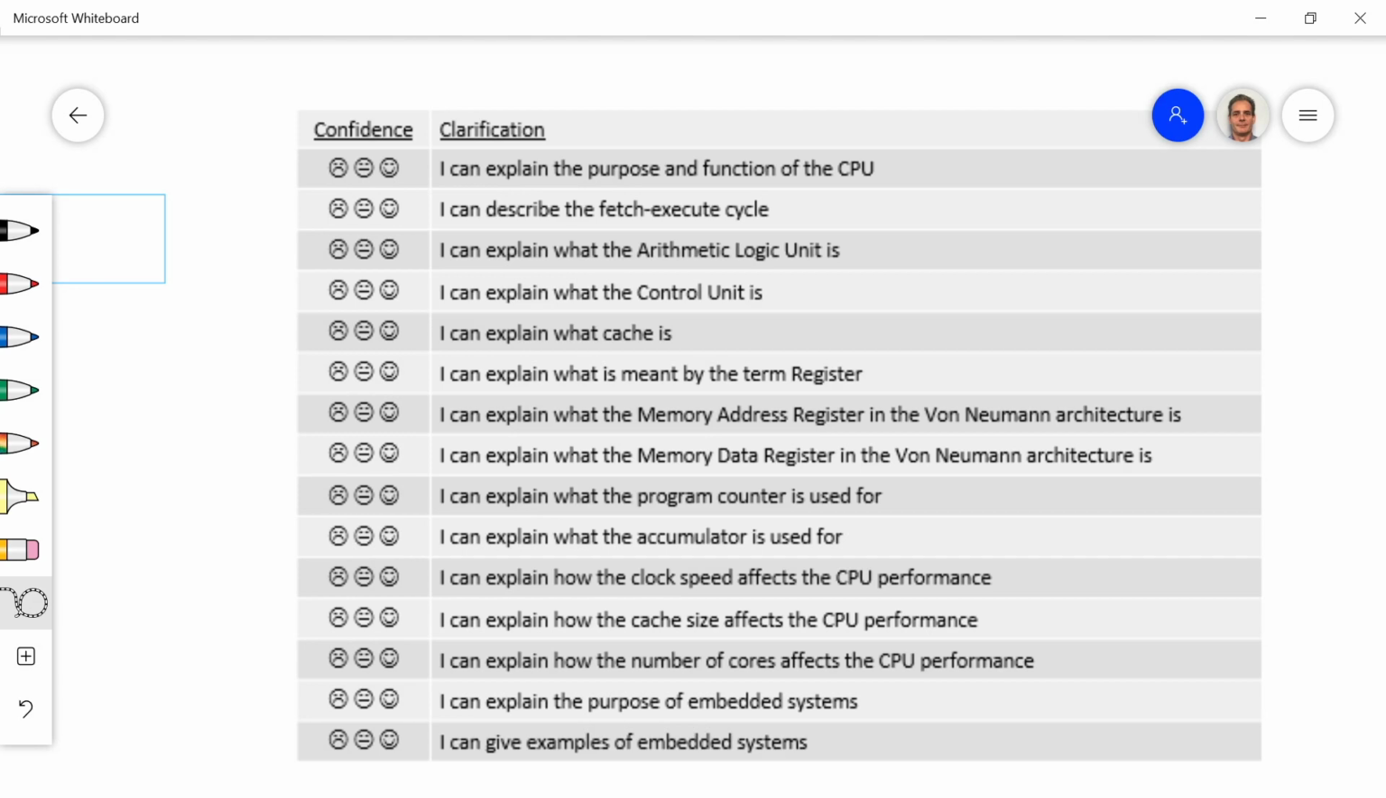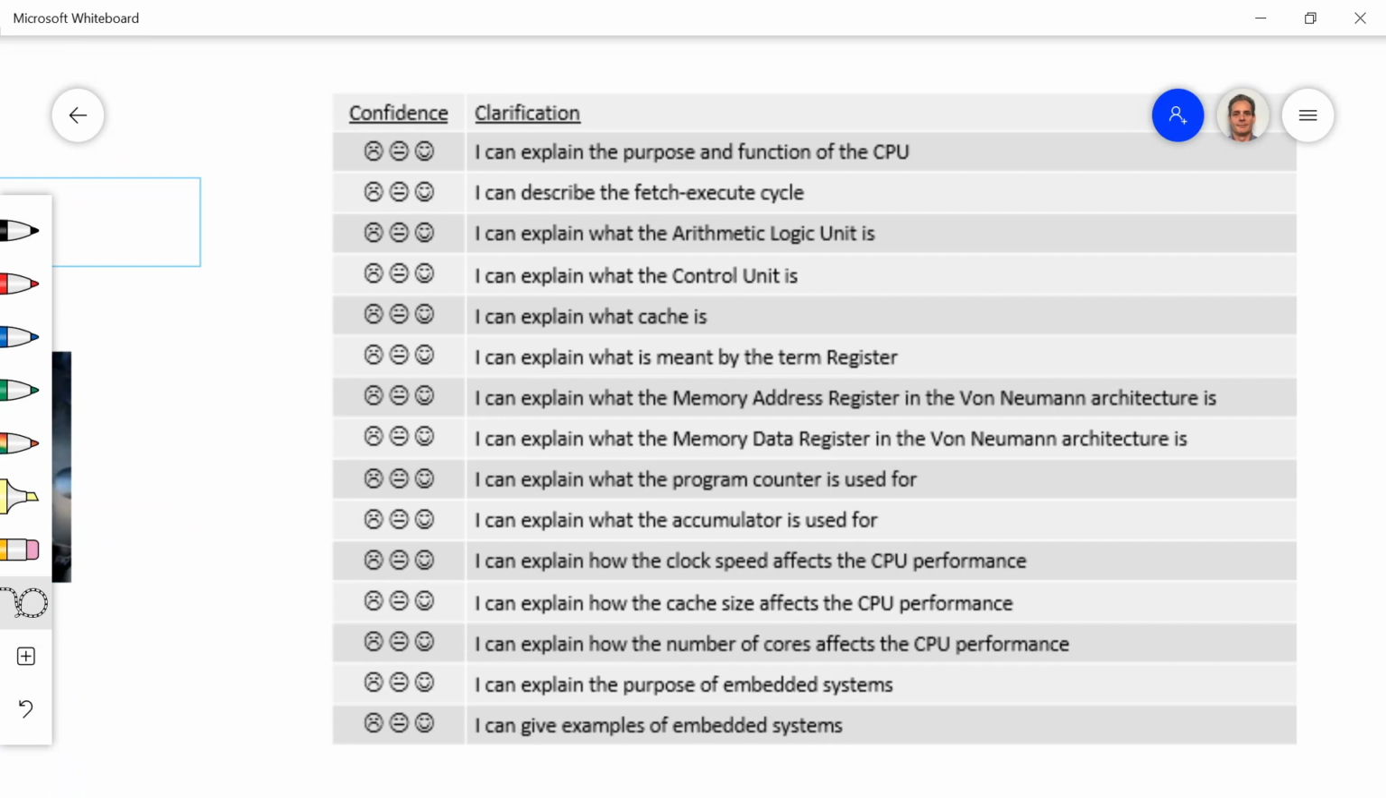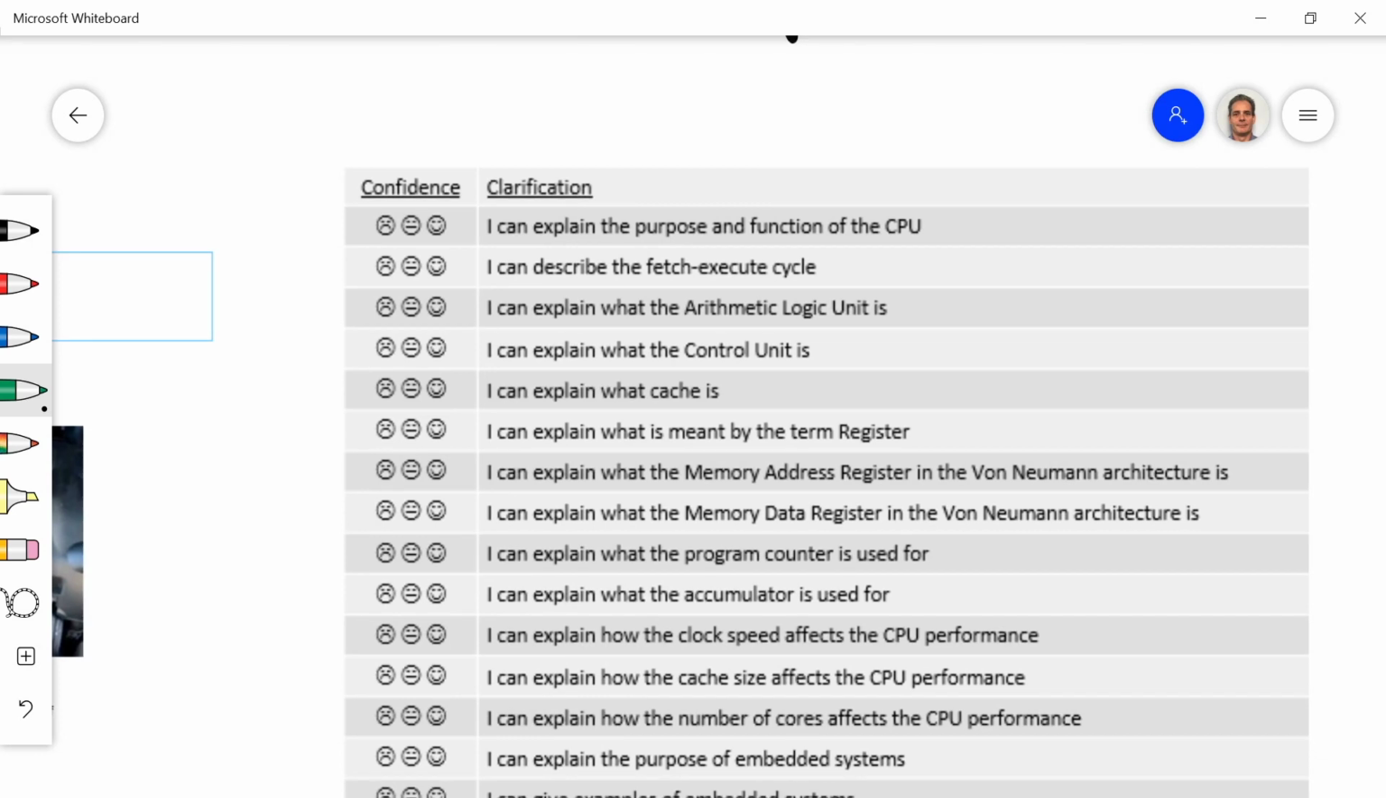Okay, so system architecture recap. I can explain the purpose and function of the CPU. I don't think anyone picked this one up. We know the CPU is the brains of the system. It executes our programs. I can describe the fetch execute cycle. Certainly done. So, what is the fetch execute cycle?